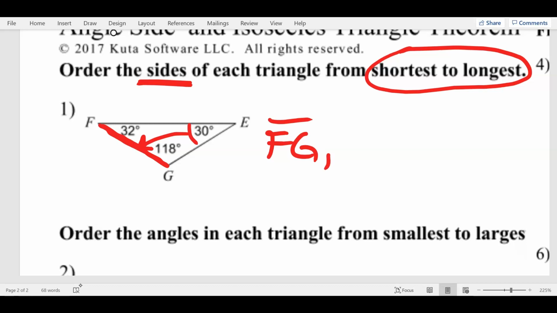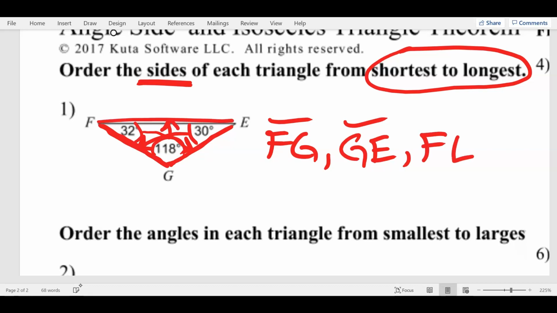Now, what's the middle side? Middle angle? The faster we do this, the sooner y'all can do what you need to do. What's the middle angle? 32. What's across from 32? This side over here. GE, right? So you want to go across, split down the middle, get GE. And now the biggest angle is 118. What's across from 118? EF or FE, it's fine either way, okay?